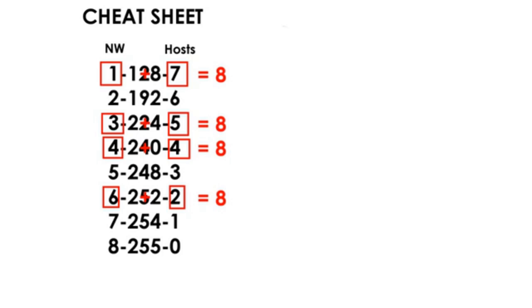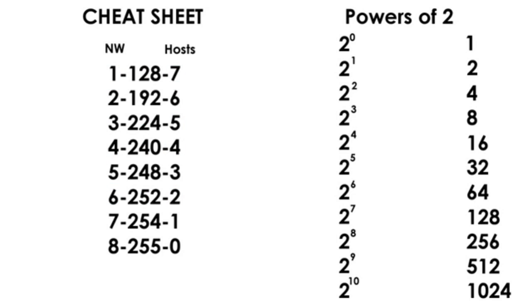Also, notice on this list that the network column number plus the host column number should always equal 8, because you have 8 bits in an octet, any octet. The other part of the cheat sheet is the powers of 2 that we saw earlier. And that's it. That's all you need. So let's get to it, and I'll show you how easy this is to use.